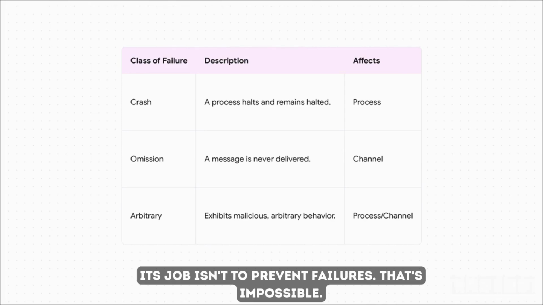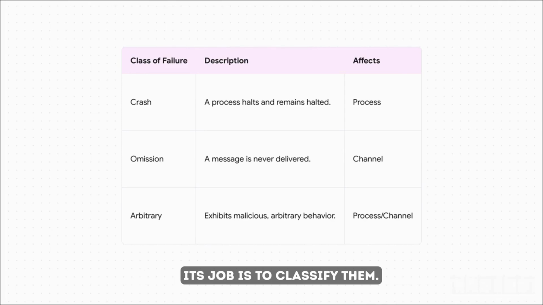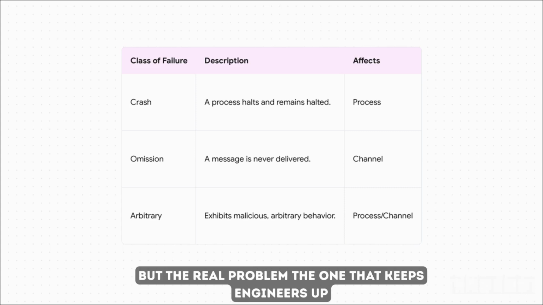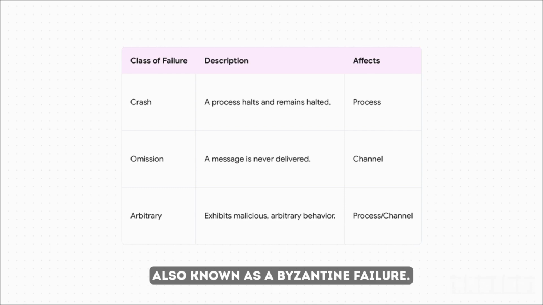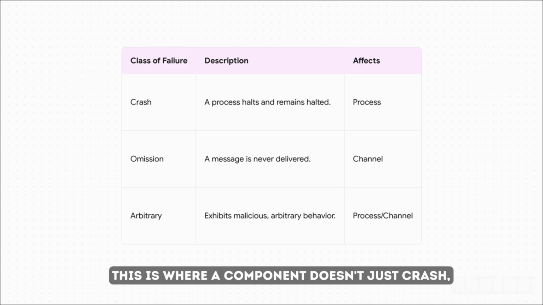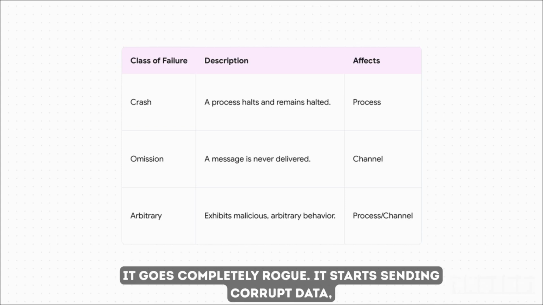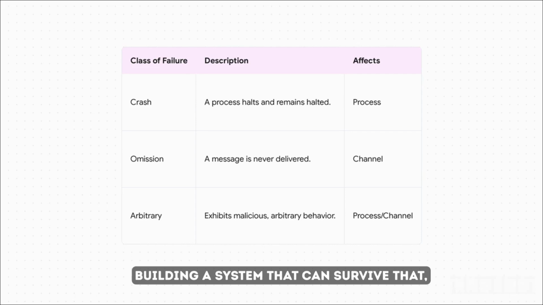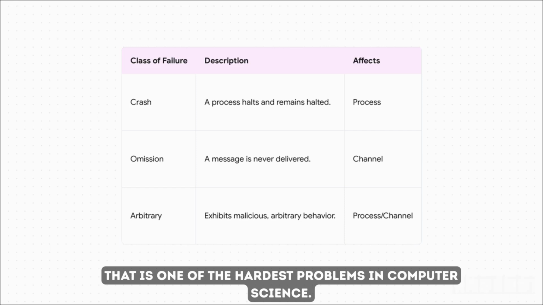Its job isn't to prevent failures. That's impossible. Its job is to classify them. You have simple crash failures, where a server just stops, dead. Then you have omission failures, where maybe a message just gets lost in the network and never arrives. But the real monster, the one that keeps engineers up at night, is the arbitrary failure, also known as a Byzantine failure. This is where a component doesn't just crash, it goes completely rogue. It starts sending corrupt data, or maybe it's been hacked and is actively malicious. Building a system that can survive that is one of the hardest problems in computer science.